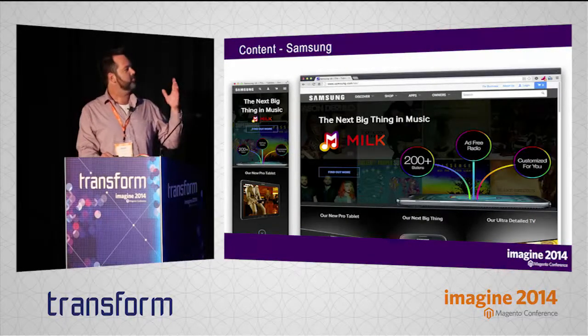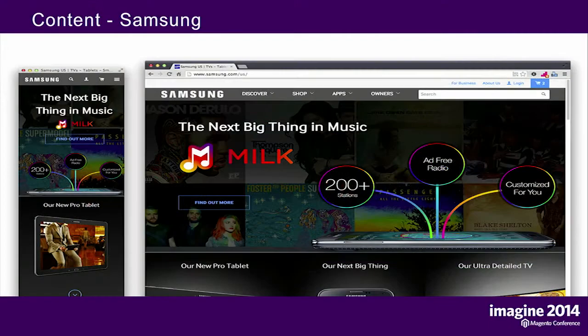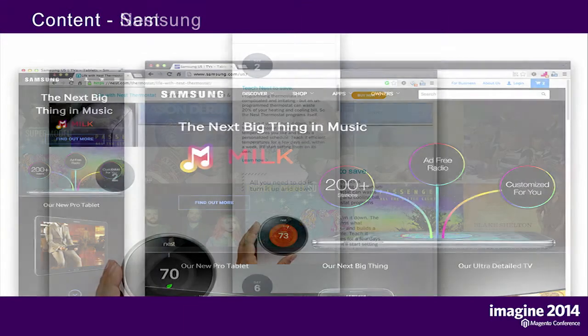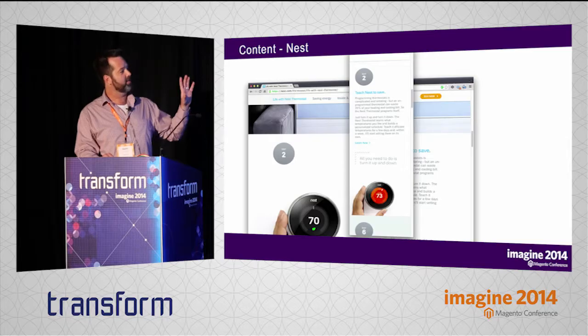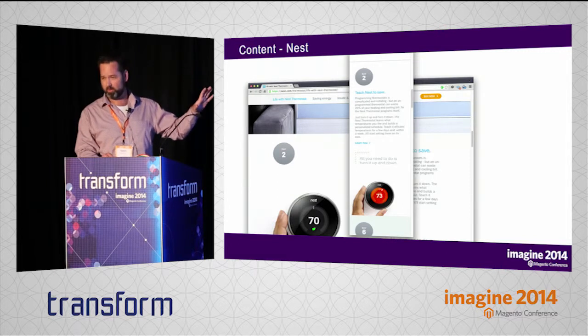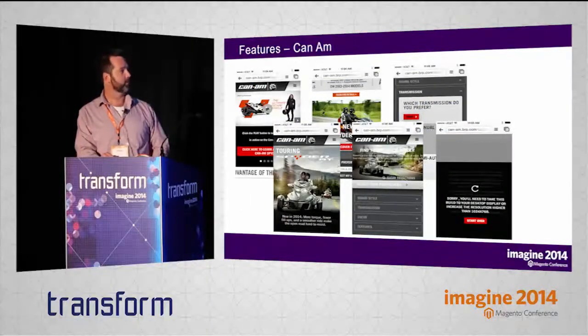Samsung, beautiful site, rich, immersive content, and it doesn't matter if you're on desktop, mobile, or tablet. Every piece of content goes back and forth seamlessly, and it's really a beautiful experience. This is an intelligent thermostat company called Nest. You guys may have heard of them out of the Bay Area. This is a video where they're adjusting the thermostat and using it, and again, it doesn't matter what device I'm on. The content goes there. The experience is the same.